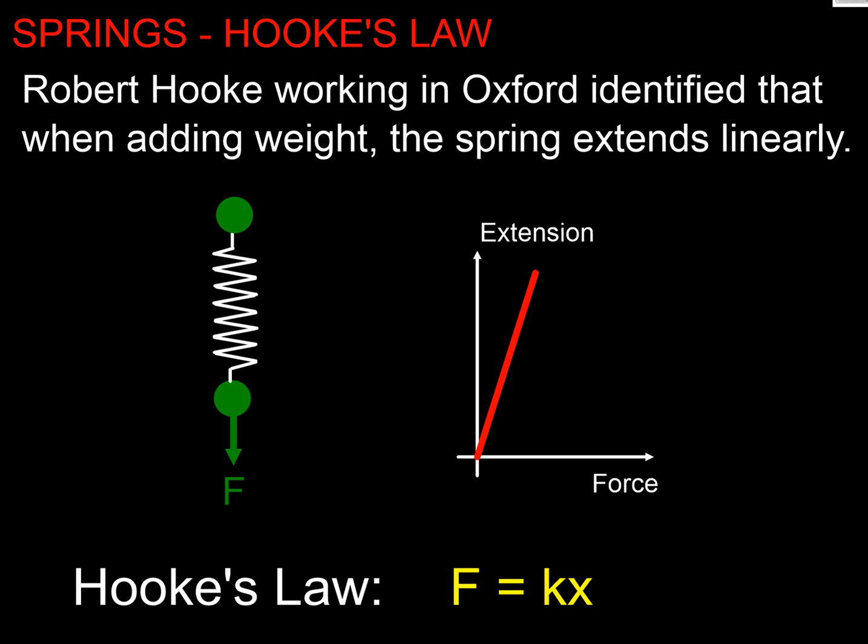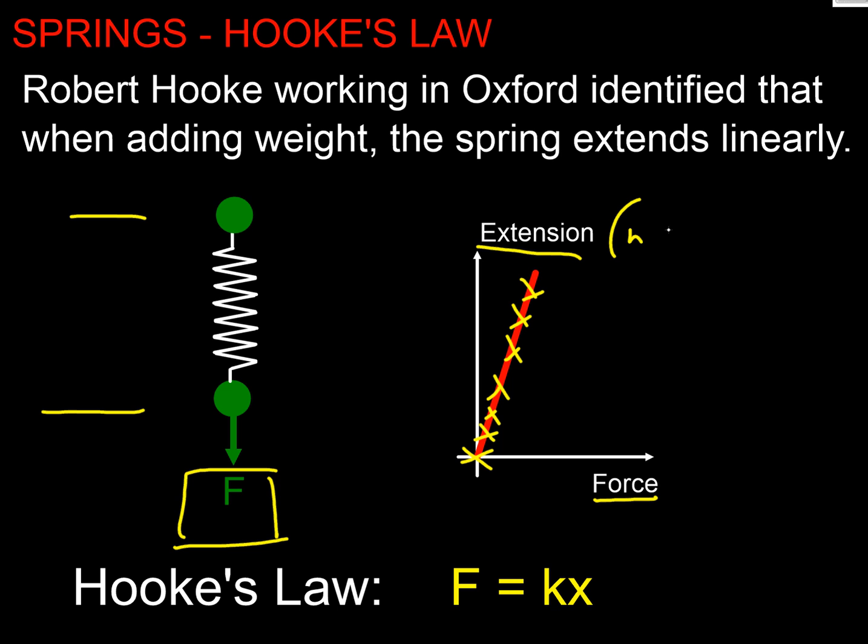So at the same time Newton was working on his laws, Robert Hooke was working on springs in Oxford. And what he found is if he put different weights onto a spring, and then measured the extension of the spring over its ordinary, natural length, he got a whole series of points here: force in newtons along the bottom, extension in meters going up. He got a straight line, so he found there was a linear relationship.